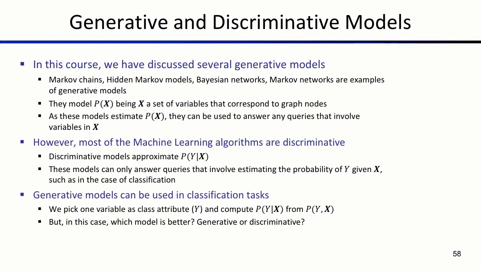Conditional random fields are discriminative models, but in this course we have focused much more on generative models. We have seen, for instance, Markov chains, hidden Markov models, Bayesian networks, and Markov networks in this lecture, and these are all examples of generative models. The difference here is that generative models model the P of X, being X the set of variables that we have in the graph.